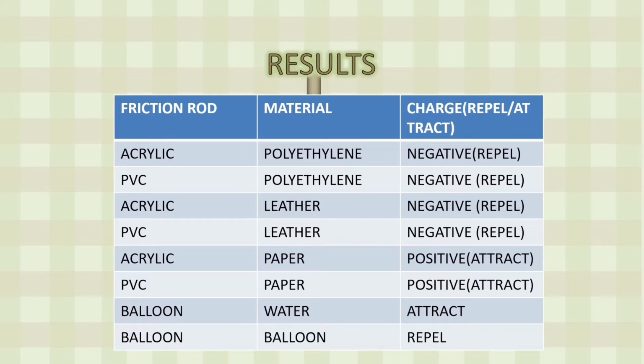It means it attracts. For the balloon, if we charge it and bring it close to the water, it will attract. For two balloons that we charge, they repel. But we want to state that this experiment may have some errors, such as human error, because we don't have the specific methods and specific materials to do the experiment.